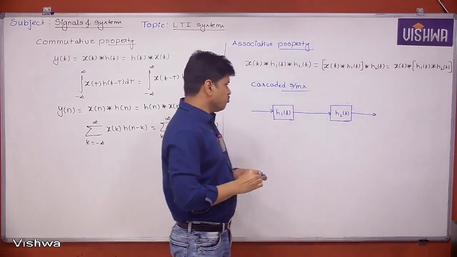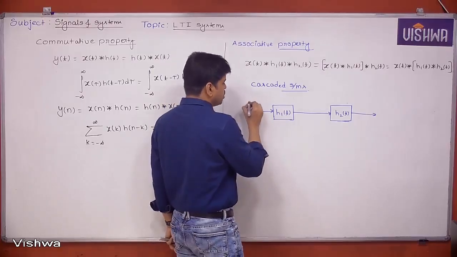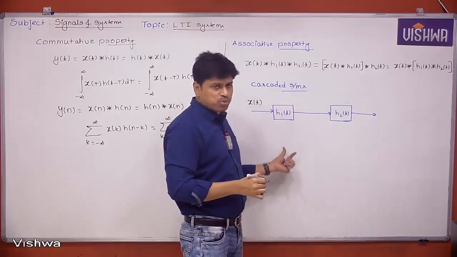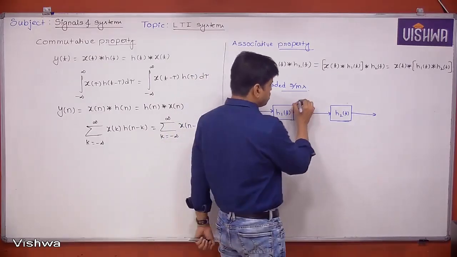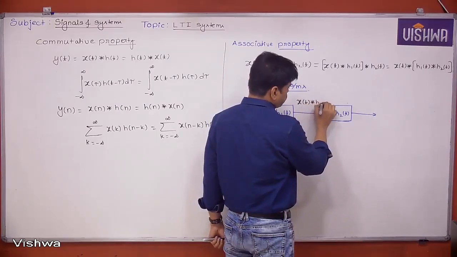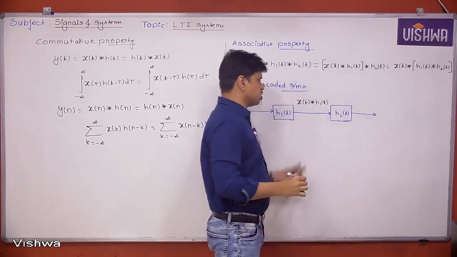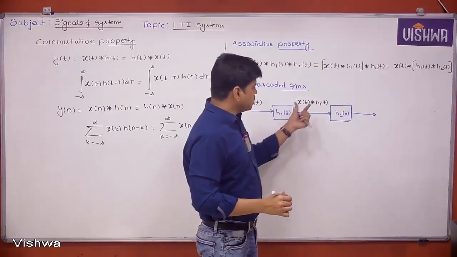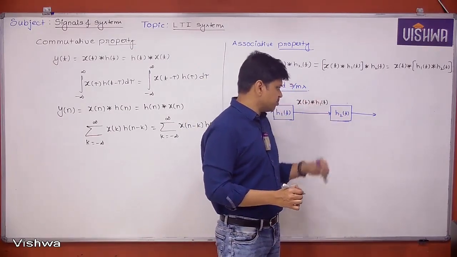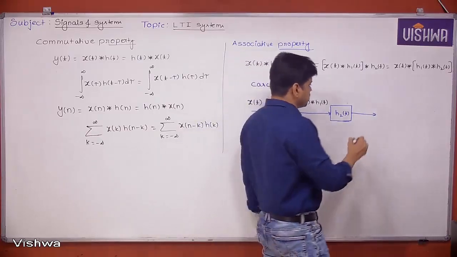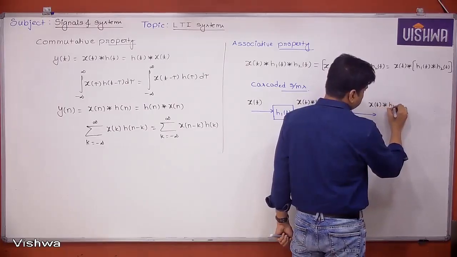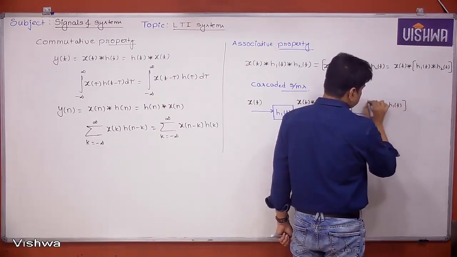Now for this system, if input is x of t, you tell me what is the output of first block, which is nothing but x of t convolution with h1 of t. This is the output of the first block. Then this is the signal for second system. That means this is the input for the second system. Then what is the output for this is nothing but x of t convolution with h1 of t whole convolution with h2 of t.